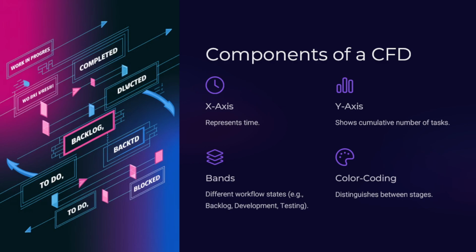So the x-axis shows the time, the y-axis shows the cumulative number of tasks, and the color coding marks each of these stages or phases of the project. The bands show the different workflow states: the backlog, the development, the testing.